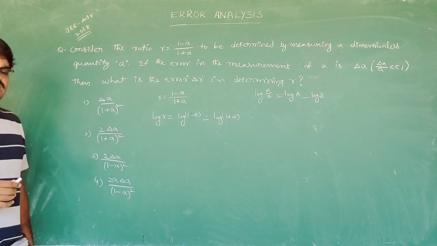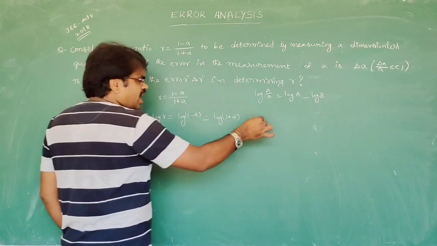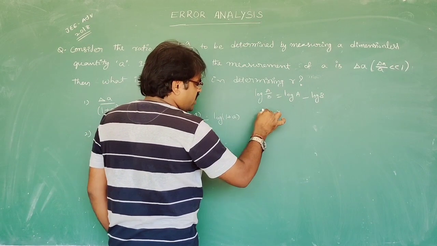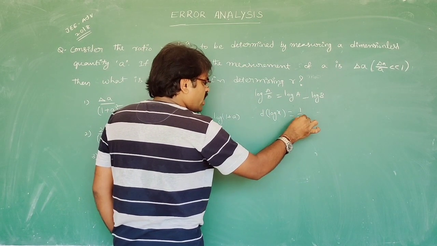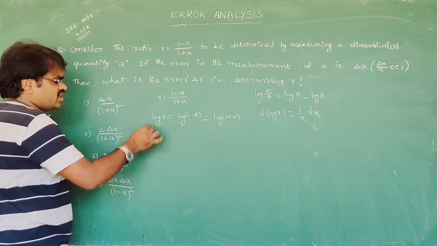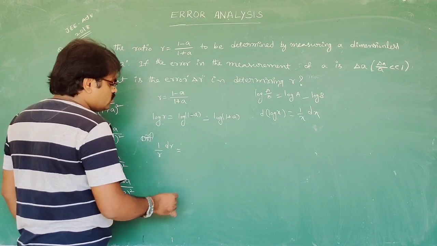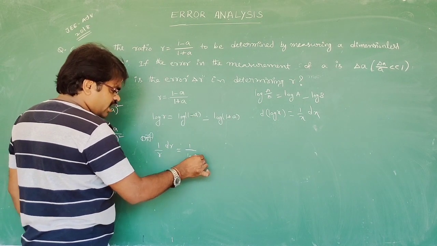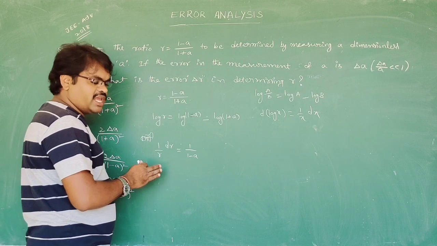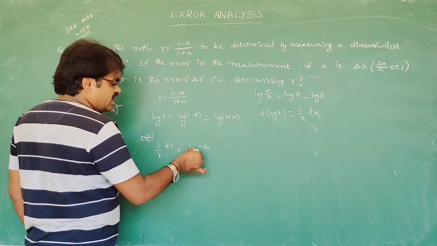Here we differentiate. Log differentiation: log x differentiation is 1 by x dx. Then log r differentiation is 1 by r dr is equal to 1 by 1 minus a, but it is not simply a, it is 1 minus a. That's why differentiating that, we get minus da.